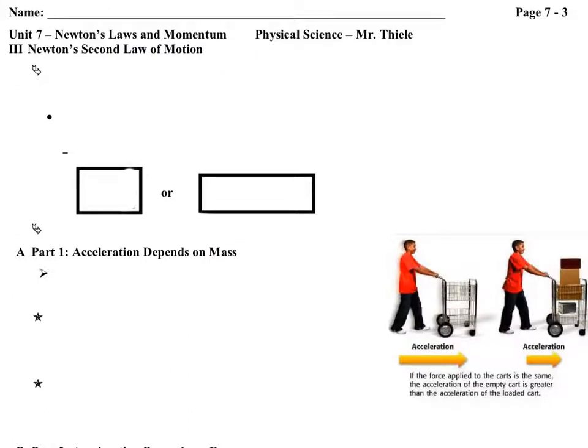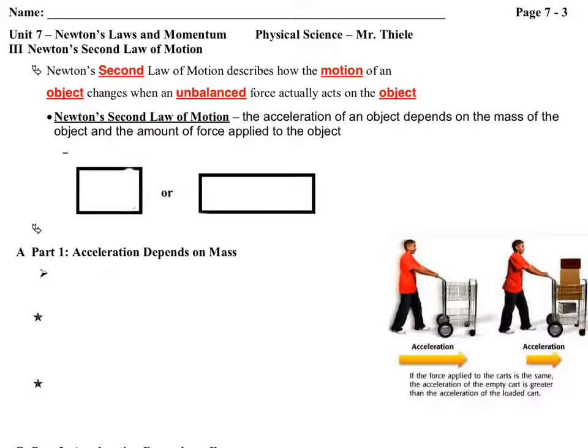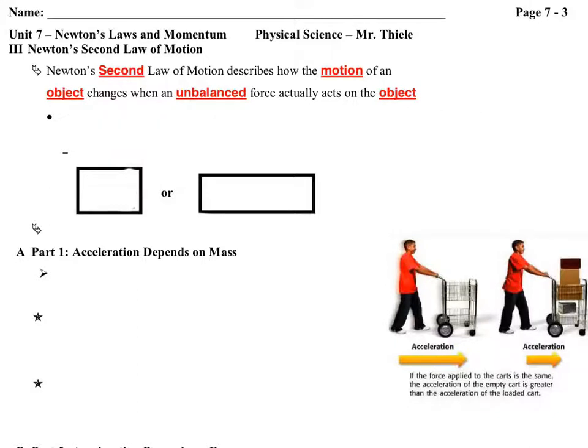Okay, moving on now to Newton's second law of motion. So what does Newton's second law of motion describe? We say Newton's second law of motion describes how the motion of an object changes when an unbalanced force actually acts on the object. And this law does have an equation associated with it. I'll ask this question here and then we'll go on to that.